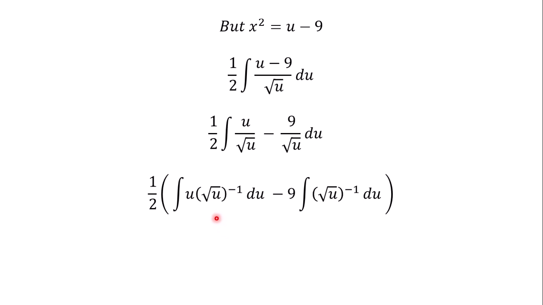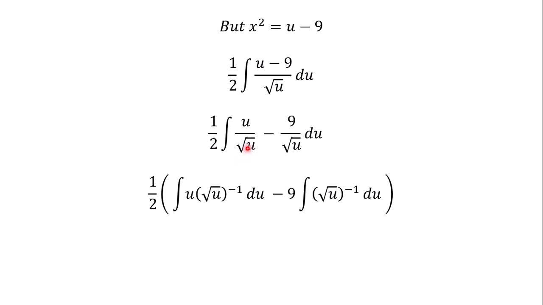Good. Remember I said we are going to split it. After splitting it, we've got the integral of u times the square root of u raised to the power minus 1 du. Don't worry, I'm going to explain that. Minus 9. Remember I said anytime we are dealing with a constant, we just bring it to the back of the integral sign. Minus 9 times the integral of the square root of u raised to the power minus 1 du. Good.